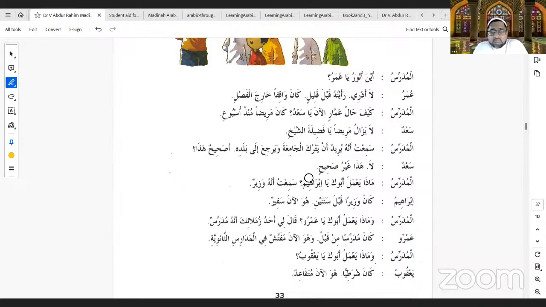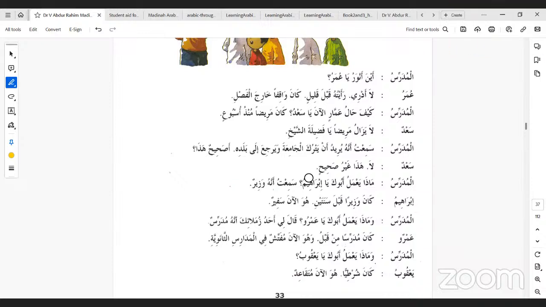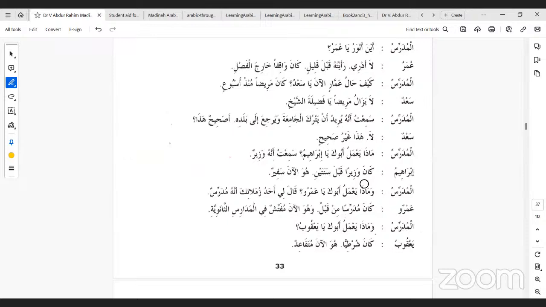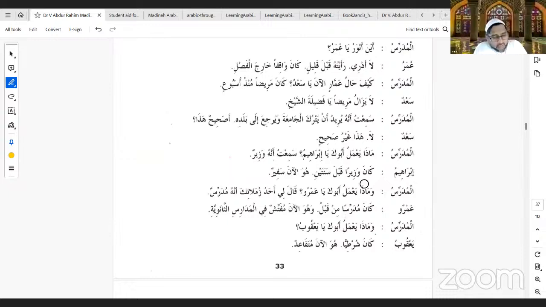Correct. Kayfa hali Ammar al-ana ya Sa'd? How is Ammar now, O Saad? Kana maridan mundhu usbu'ayn. He was sick since one week. La yazalu maridan ya fadilata shaykhi. He is still sick. Fadilat al-Shaykhi is the honorable Sheikh.